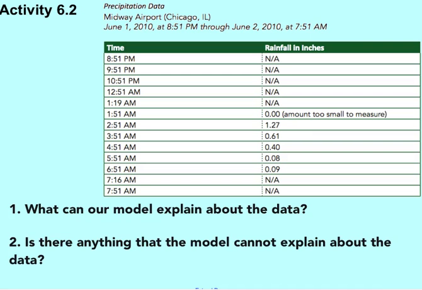And then finally, what can our model explain about this data? So here's a data table of the rain. Is there anything that the model cannot explain about the data? So what can our model explain about the data? And is there anything that the model cannot explain? So go ahead and pause the video.